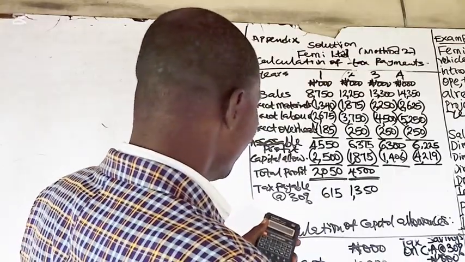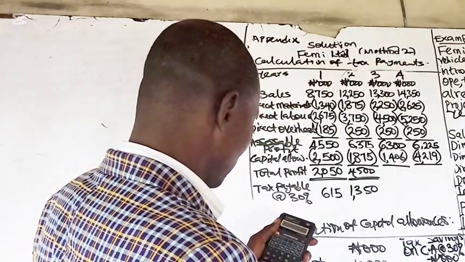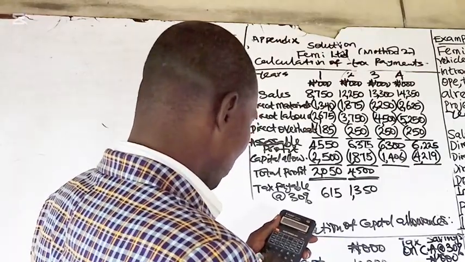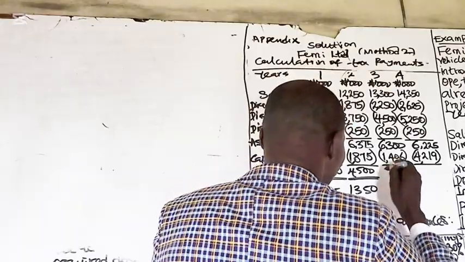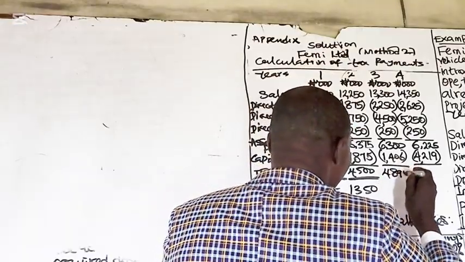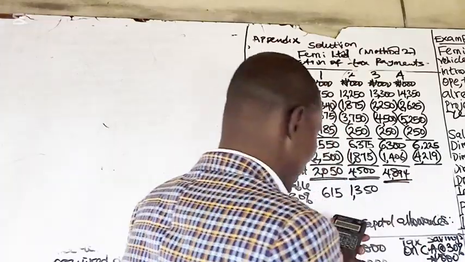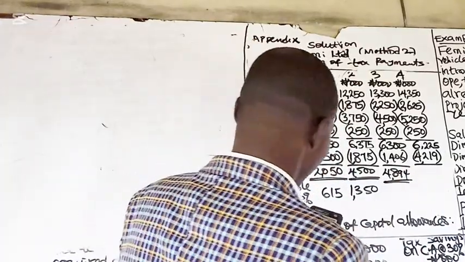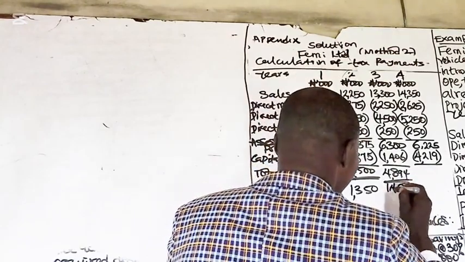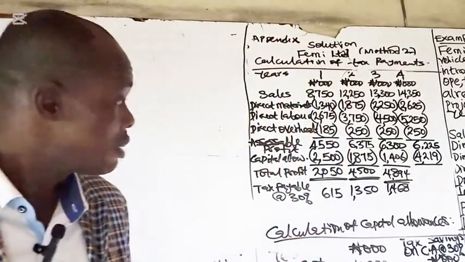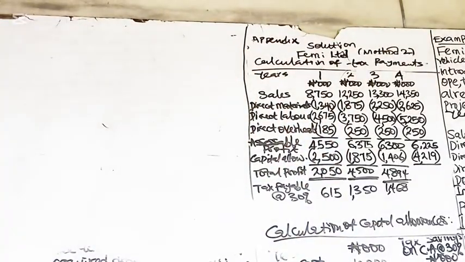Then year 3, 6,300 minus 1,406. That gives us 4,894. What is 30% of that? That gives us 1,468. That is the amount payable as tax in year 3.